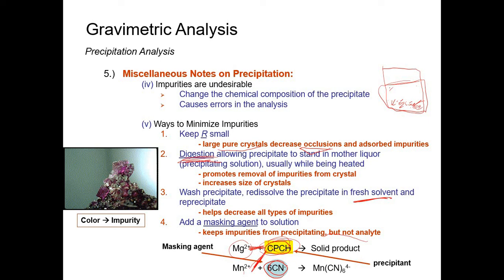So we can add a masking agent, so kini like ang cyanide, para ang cyanide ang mo react with this, which will be the impurity, okay? The manganese ion. Para mo form siya og separate nga compound. Okay, so ang imong makuha nga solid product will be just your desired solid product.